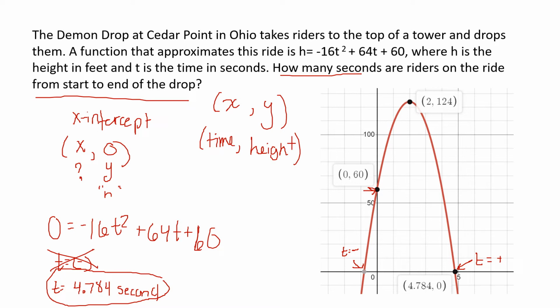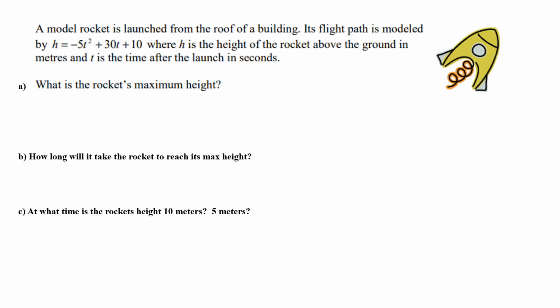Okay. All right, the next problem we are doing is a model rocket is launched from the roof of a building. Its flight path is modeled by h equals negative 5t squared plus 30t plus 10, where h is the height of the rocket above the ground in meters and t is the time after the launch in seconds. We want to find the rocket's maximum height, how long it will take to reach that maximum height, and at what time the rocket is 10 meters and 5 meters, okay? So pause, figure out what it's asking you, and then, okay.